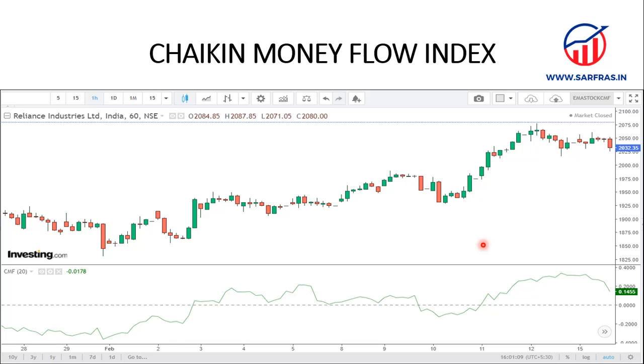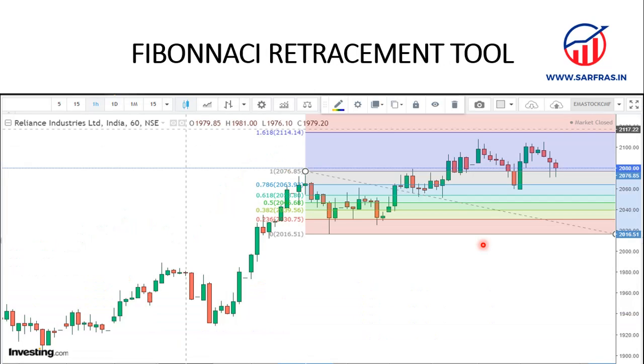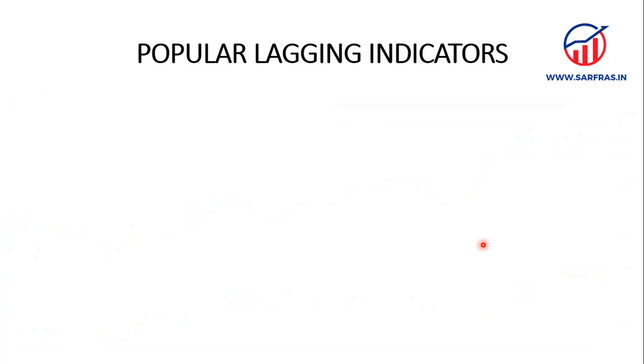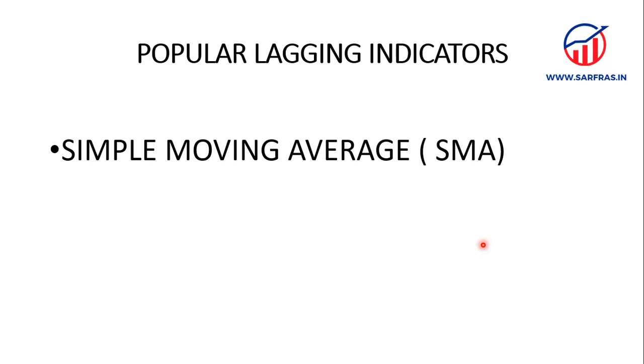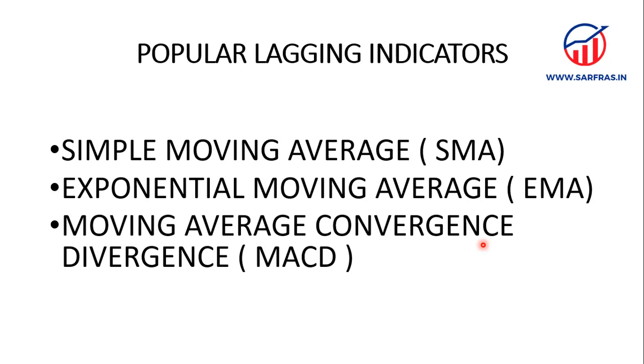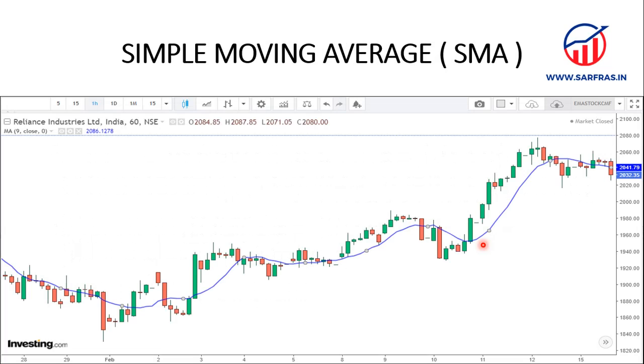Now all these four indicators we discussed, the Chaikin money flow, Fibonacci, stochastic, and relative strength index, you can see are sort of working in real time. So this is why these are the leading indicators. Next we are going to cover the lagging indicators, the most popular ones being the simple moving average, the exponential moving average, the moving average convergence divergence, that's the MACD, and the Bollinger Bands.